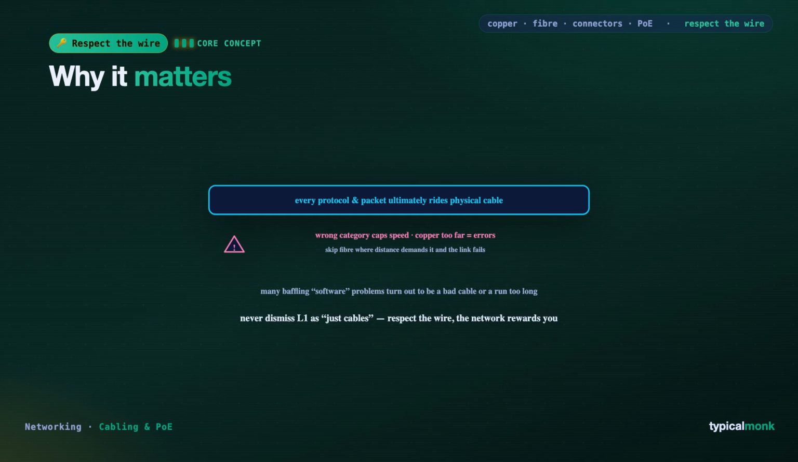So a good networker never dismisses layer 1 as just cables. They know that getting the physical foundation right, the correct cable within its distance, with the right connectors, powered when needed, is what lets everything above it perform as designed. Respect the wire, and the whole network rewards you.